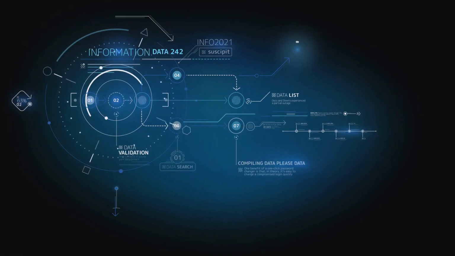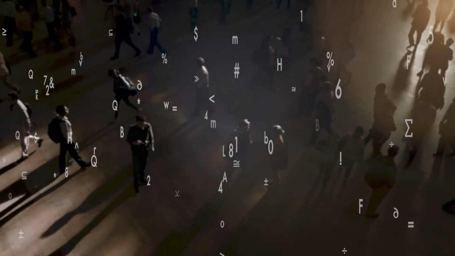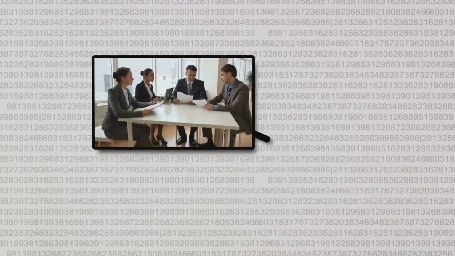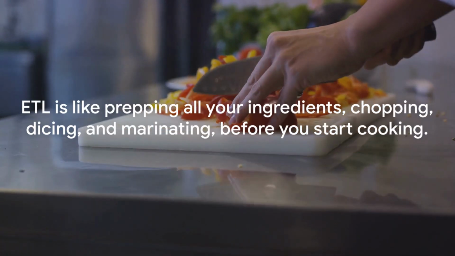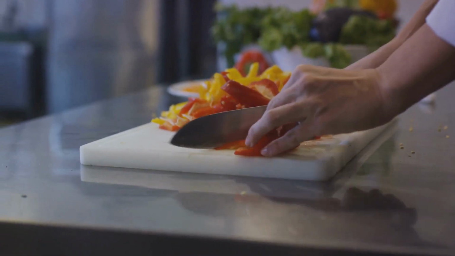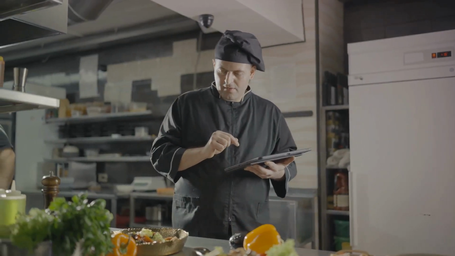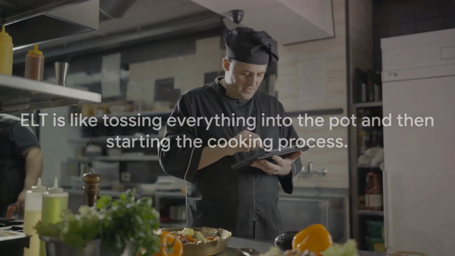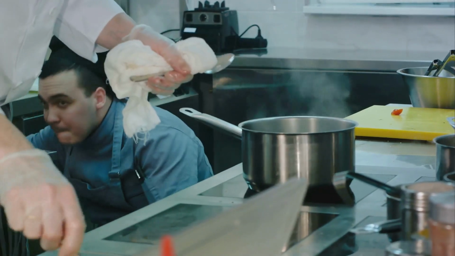data management and analysis. ETL stands for extract, transform, load, while ELT stands for extract, load, transform. A slight change in order, you might think, but it's a change that makes a world of difference. Imagine being a chef. ETL is like prepping all your ingredients, chopping, dicing, and marinating before you start cooking. You're making sure everything is in order before you begin the process. On the other hand, ELT is like tossing everything into the pot and then starting the cooking process. It's about getting started quickly and making adjustments as you go along.